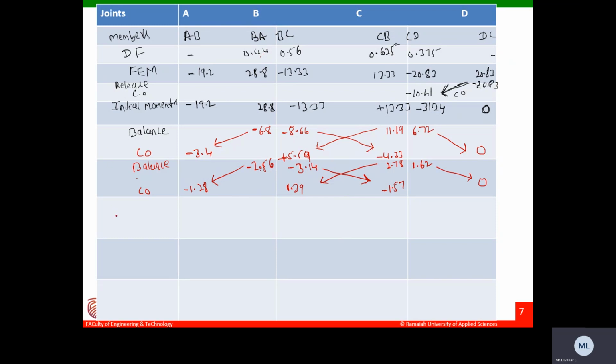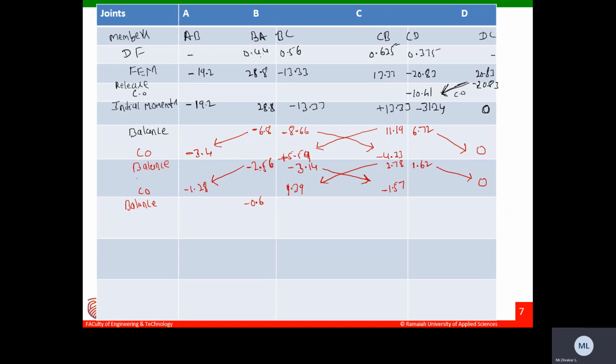Okay, this is carryover. Next we can do another trial. So this is balance. Now once again I need to do the balance. Balance means here we got 1.39. So summation of the moment at the intermediate support, then multiply with the distribution factor, change the sign, write down the values. You do it. 1.39 into 0.44. How much will you get?